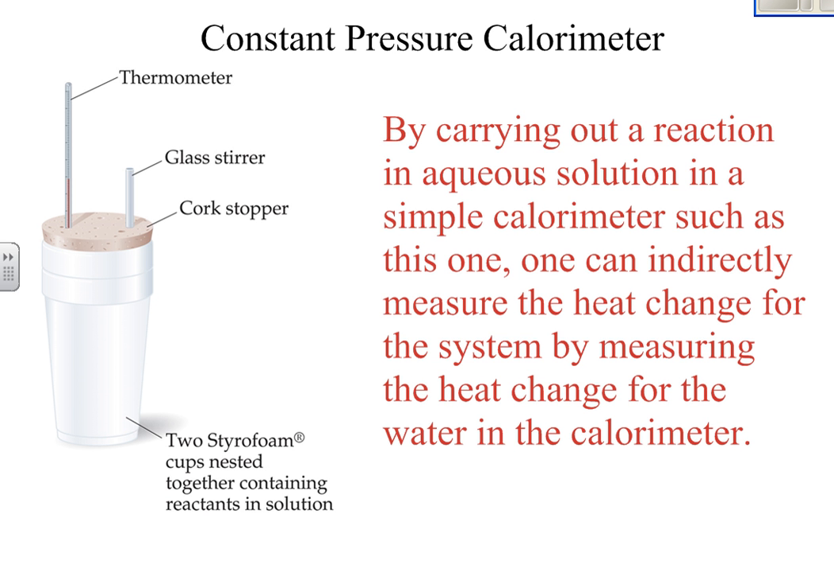A couple of styrofoam cups, a thermometer, a glass stirrer, and potentially a top can act as a nice constant pressure calorimeter. We carry out the reaction inside an aqueous solution inside the cup, and we're able to measure the heat change for the system by measuring the heat change for the water in the calorimeter. We'll do an example at the end of the presentation.